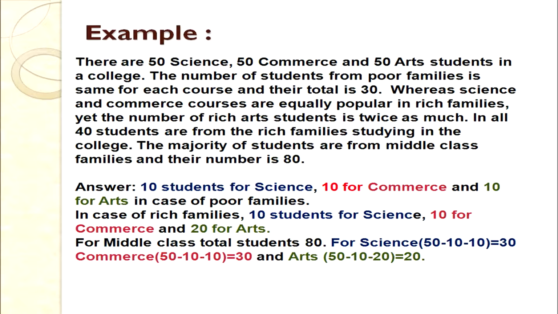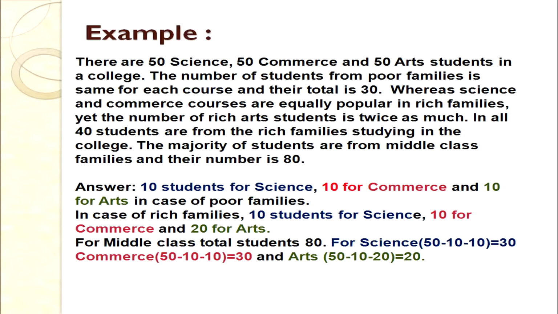Now, the next, in case of rich families, they have written, whereas science and commerce courses are equally popular in rich families, yet the number of rich art students is twice as much. How many students are there? 40 students are there. So, if I want to make arts twice and make equal for commerce and science, then it would be 10 for commerce, 10 for science and 20 for arts. So, from this line we have divided the information into different categories.